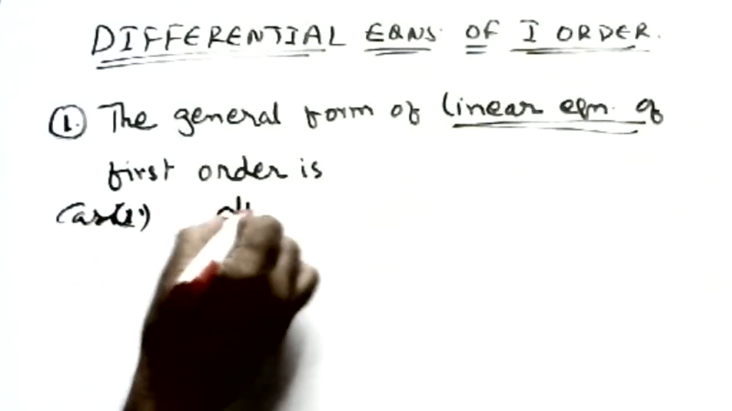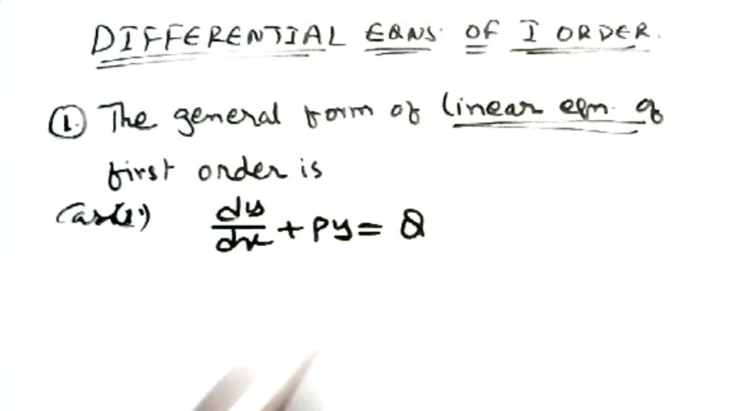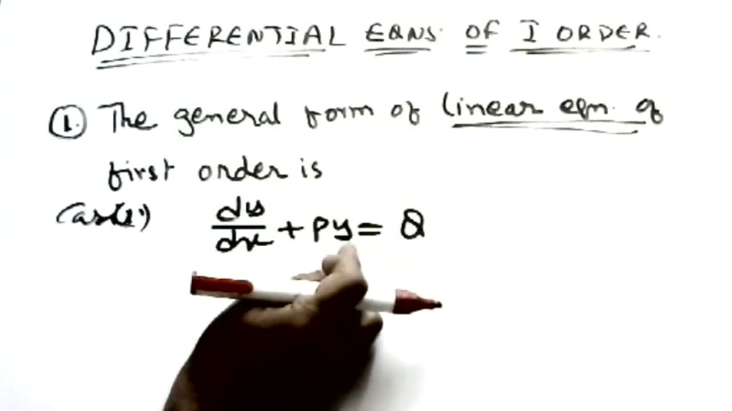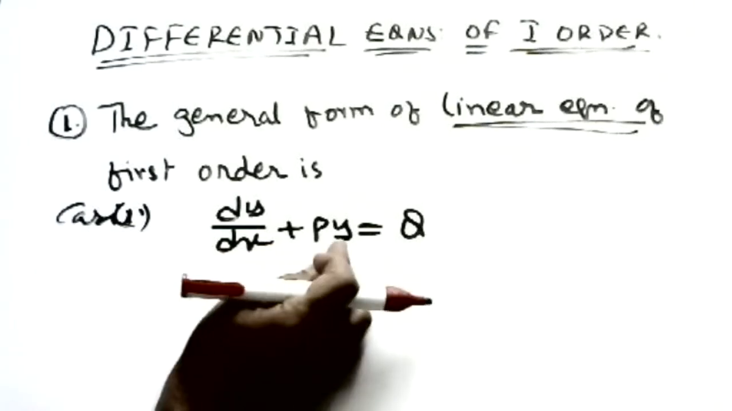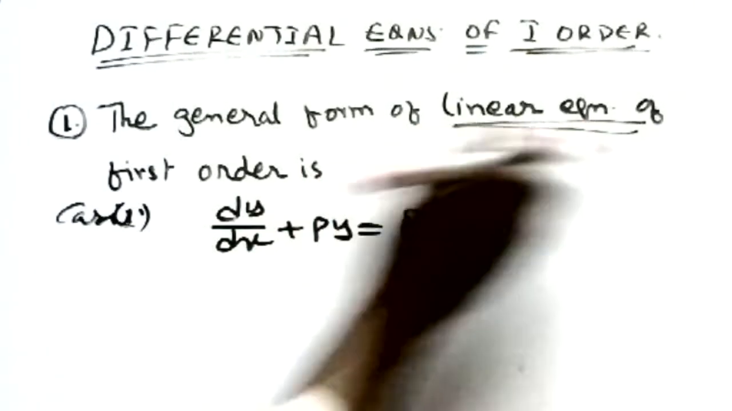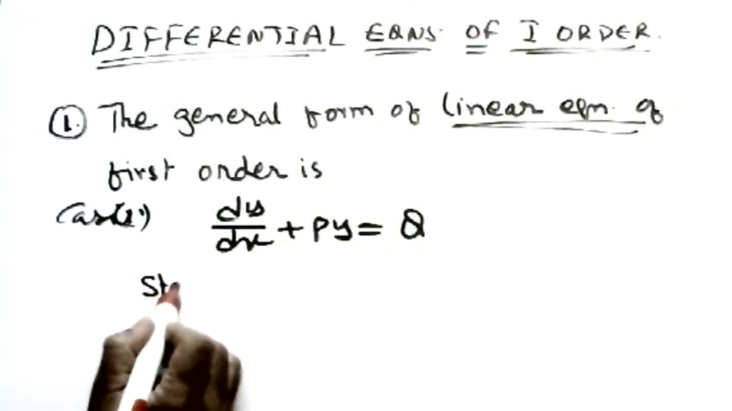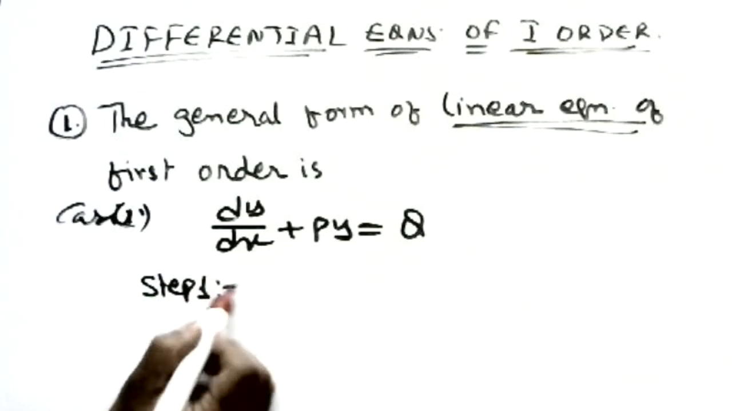Case 1: dy by dx plus py equals q. In a question, if it is given like this, with dy by dx here and p here, then we must think that this is of the type of linear differential equation. For this, we have two steps.